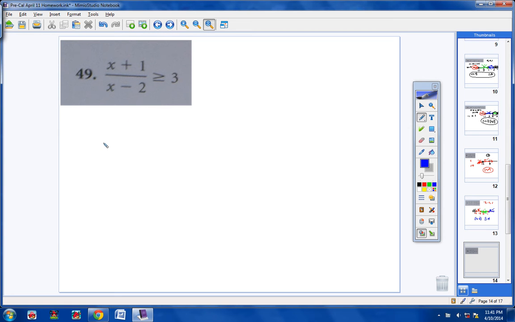Okay, let's go ahead and get started. I'm going to do two steps in one here. First of all, I'm going to bring the 3 over and make it a negative 3, and then set it equal to 0. Now let's solve this equation. The denominator that I want to get rid of is x minus 2, so we're going to multiply the entire equation by x minus 2. Now, your x minus 2 cancels with your x minus 2, leaving you with x plus 1.